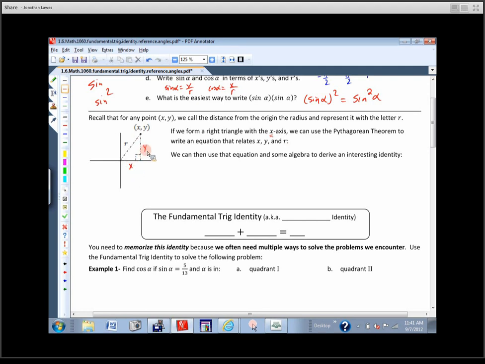If we then focus on just the right triangle, if I take the two legs, square those and add them together, this is going to be x squared plus y squared equals r squared. You okay with that?